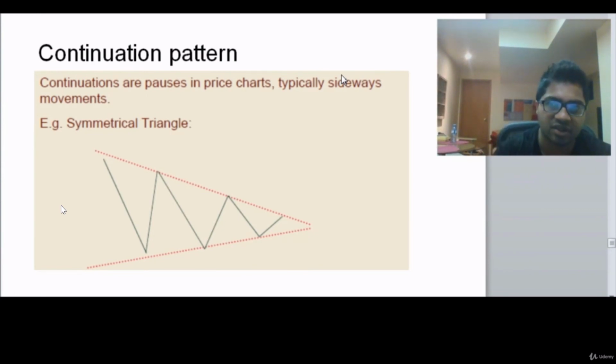Difference between reversal and continuation: head and shoulder is reversal, so it indicates that the trend is ending and the opposite trend is starting. Continuation means the same trend, whether up or down, is continuing.